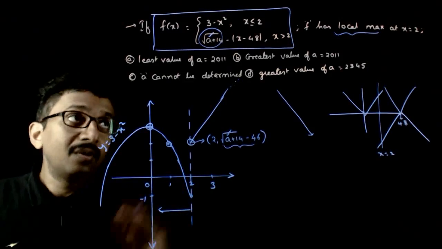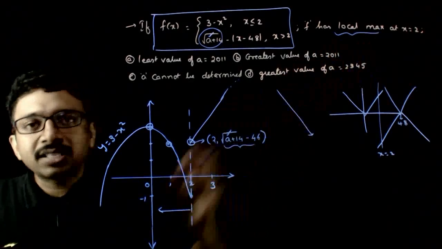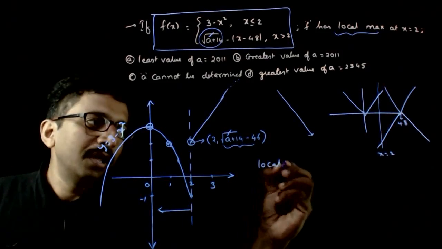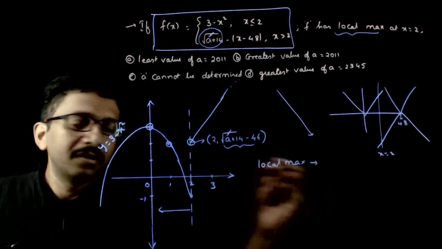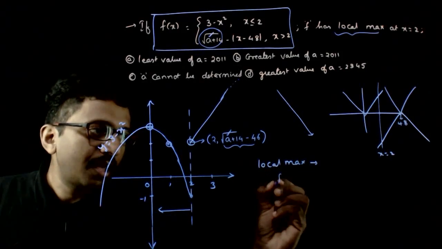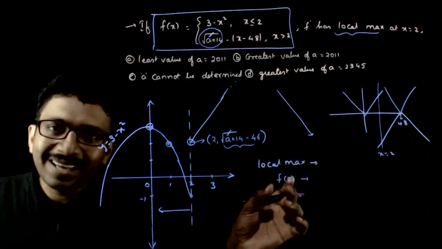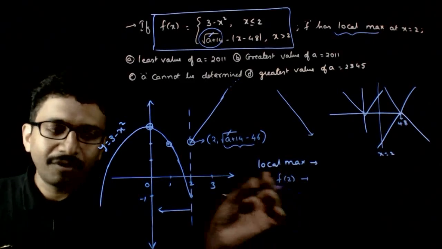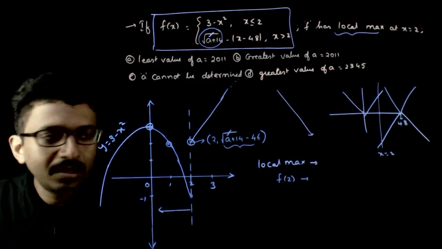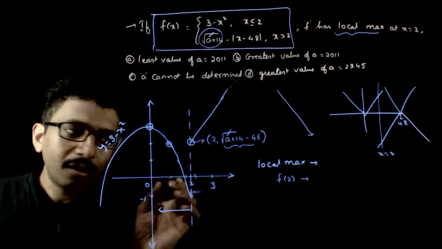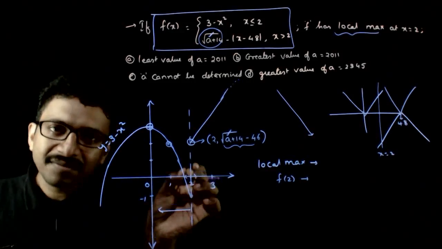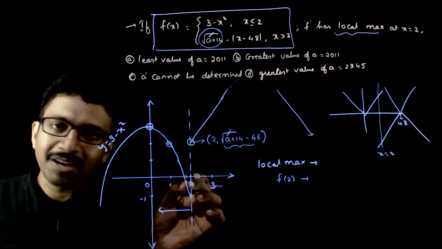Now, what is the question? f has a local maxima at x equal to 2. So what is meant by a local maxima? The meaning of local maxima is that f(2) should be the greatest value in the neighborhood of x equal to 2. So when you take the neighborhood of 2, in this interval, you have some functional value.